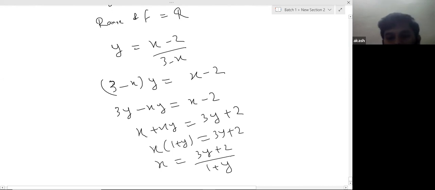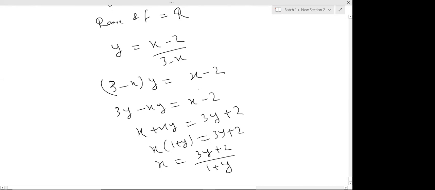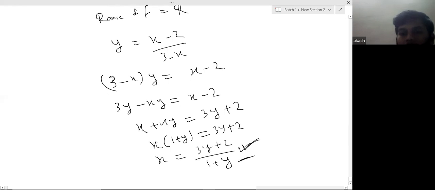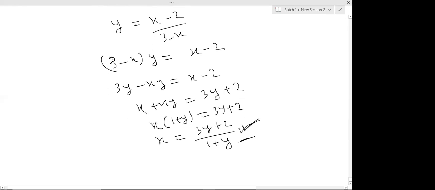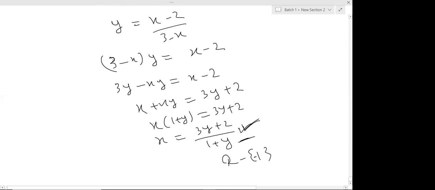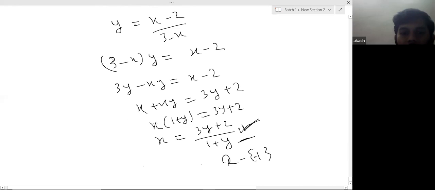Is this step clear? Yes, sir. All right. We need to find x in terms of y. That's what I did. Now, what is the value I can put in here as y? Or you can say domain of this function. All real values except minus 1. Yes, R minus 1. Right. So this is the range of f. Is this step clear?